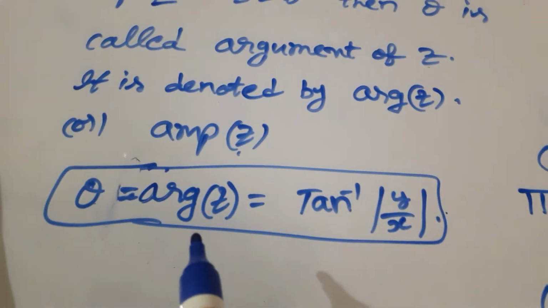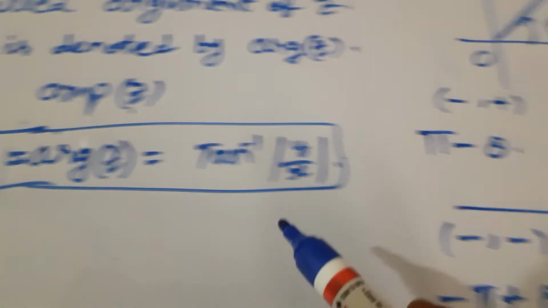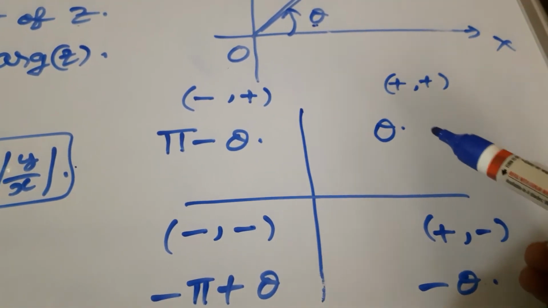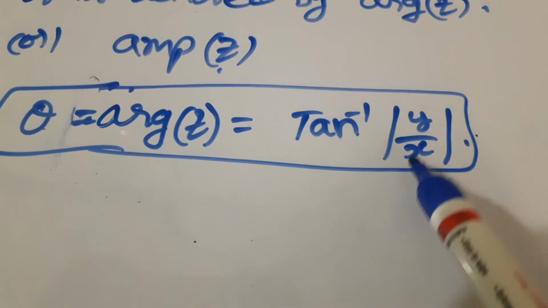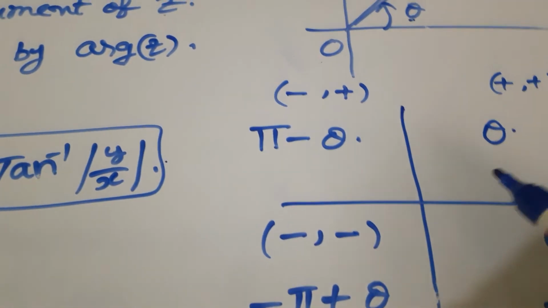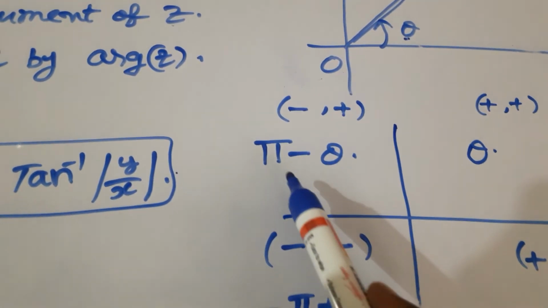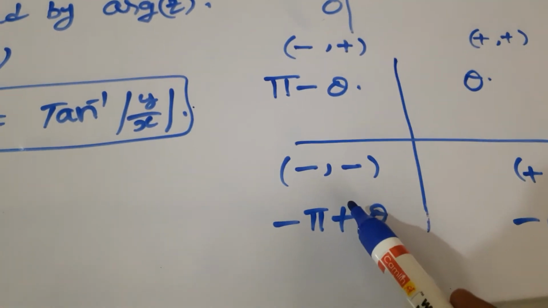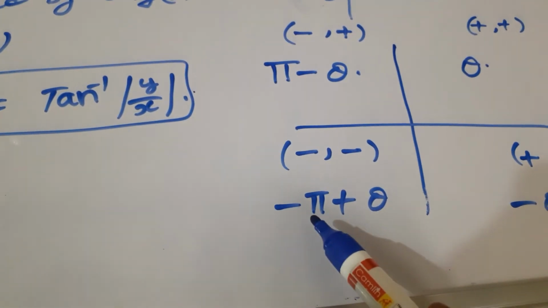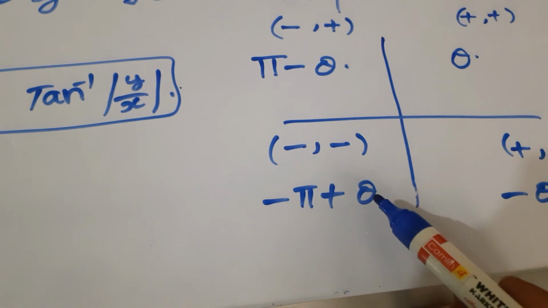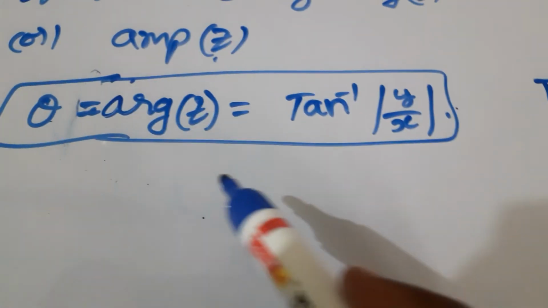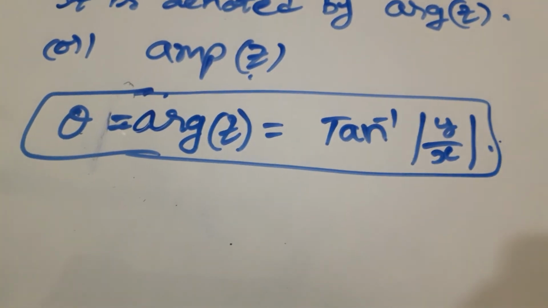Argument or amplitude of z can be calculated according to the quadrant in which the complex number lies. If the complex number is in first quadrant, apply theta only, where theta is equal to tan inverse of mod y by x. If z lies in second quadrant, apply pi minus theta. If it lies in third quadrant, use minus pi plus theta. If it lies in fourth quadrant, apply minus theta, where theta is equal to tan inverse of mod y by x.